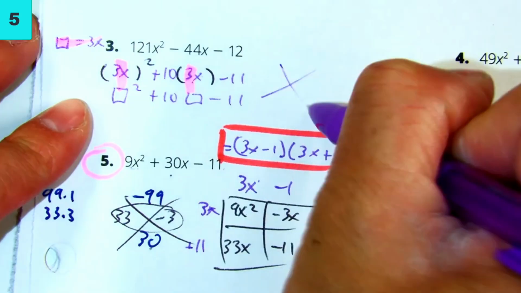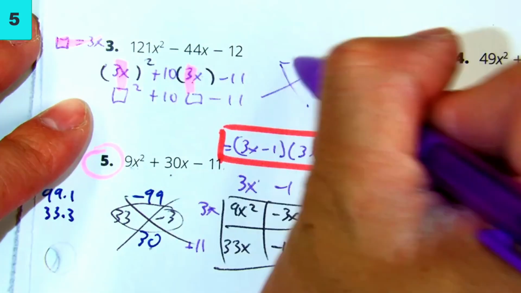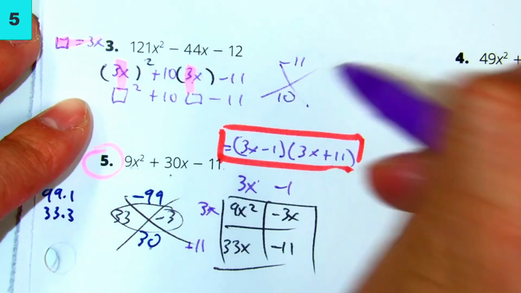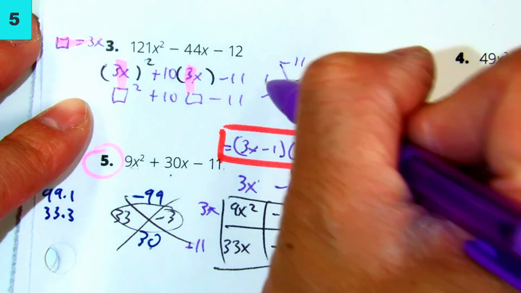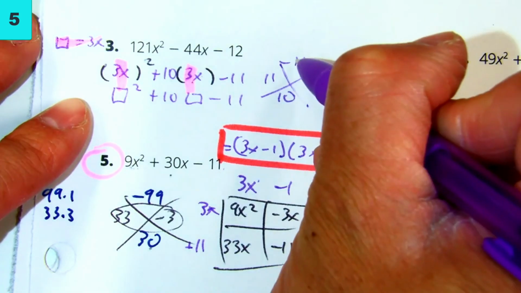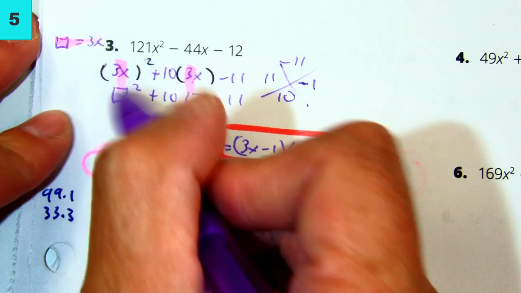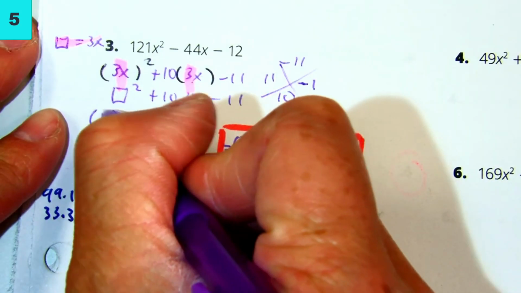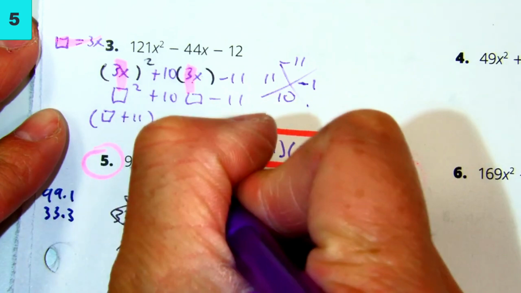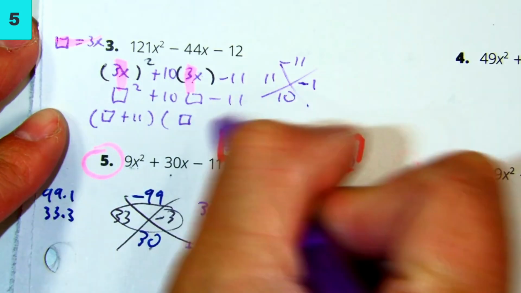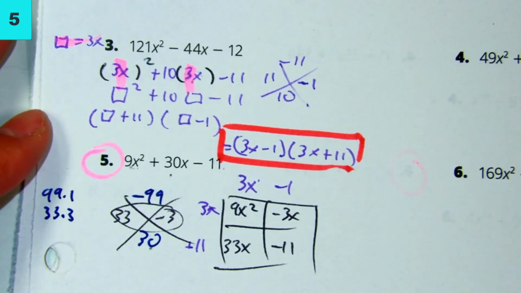Then my X method, a times c is negative 11, b value is 10. Two numbers that multiply to be 11 are 11 times 1. And this is negative, so this will be a negative 1. So my box plus 11 and box minus 1. And then I just put my box back in there.